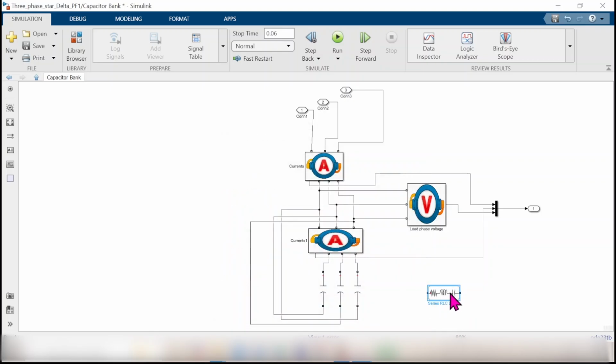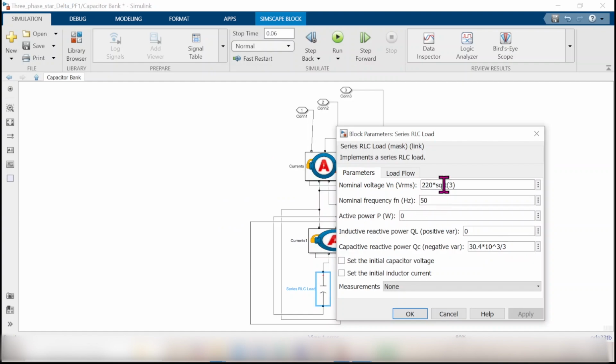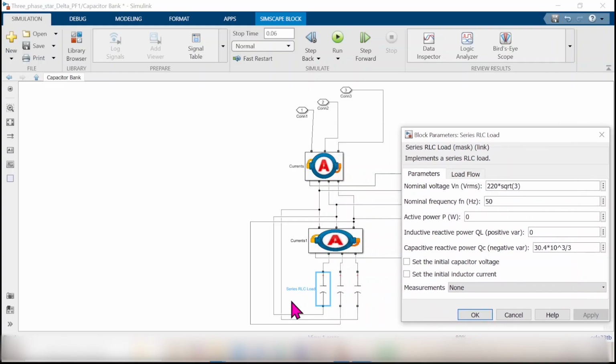So let's look at our capacitor. If we click here, we have the voltage 220 root 3, 50 Hertz, the active power is 0, the positive var is 0, and the negative var to be added will be 30.4 times 10 to the power 3, or kilovar. But if we're going to have one three-phase block, we're going to separate them into 3 impedances or 3 loads, so we need to divide by 3. So each one of those is going to inject into the system a third of this var amount. But if we have one three-phase system, we're going to have 30.4 times 10 to the power 3.